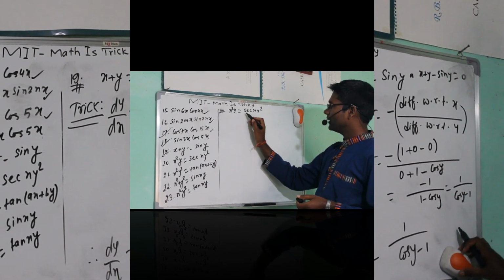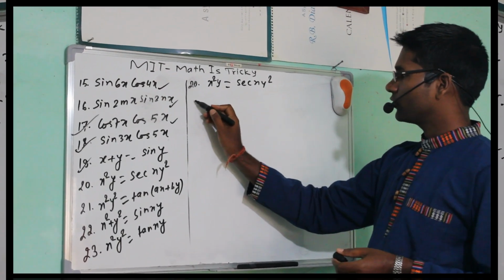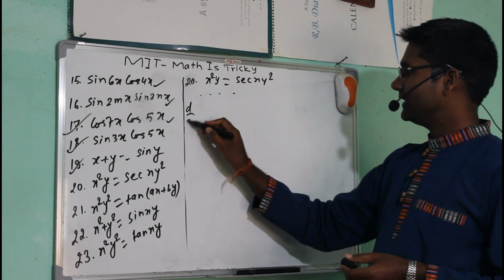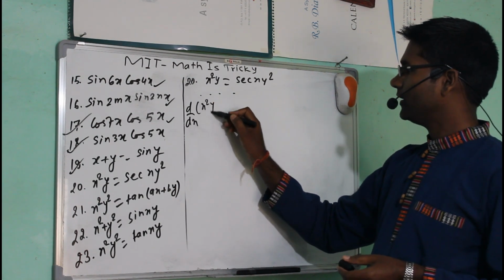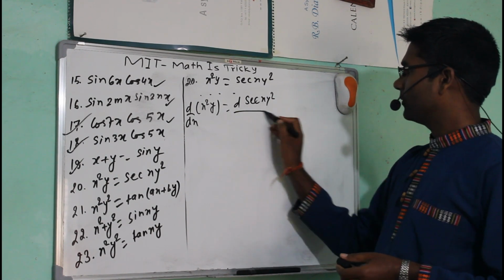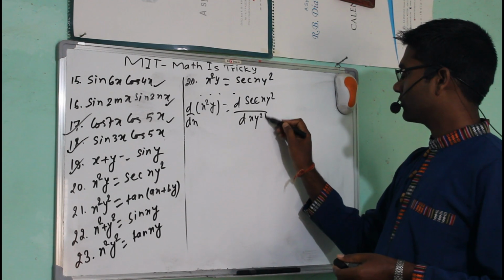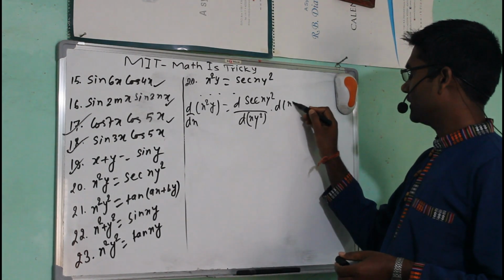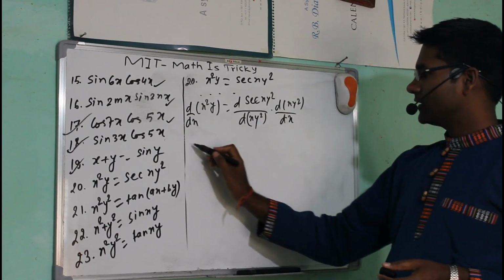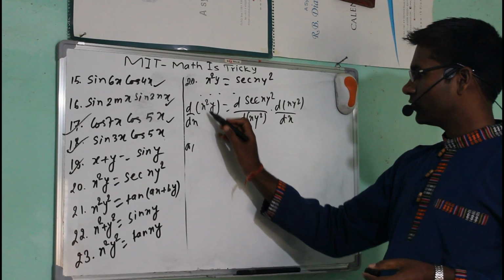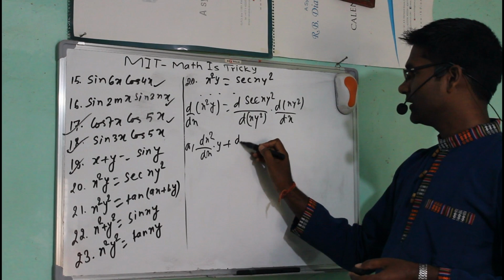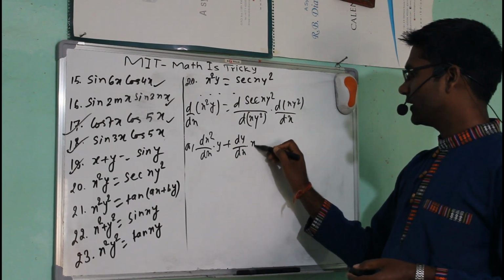Same with x squared y equals sec of xy squared. So differentiating both sides with respect to x, we get d by dx of x squared y equals d sec(xy squared) by d(xy squared) times d(xy squared) by dx. I'm using the chain rule on the right hand side. In the left hand side we can use the product rule: the derivative of x squared by dx into y, plus dy by dx into x squared.